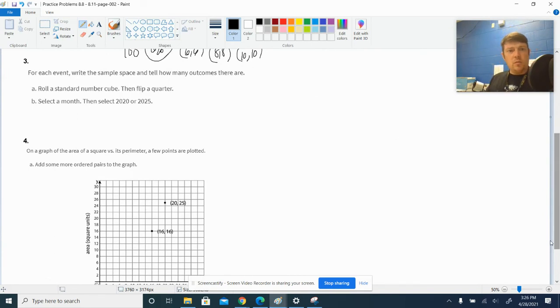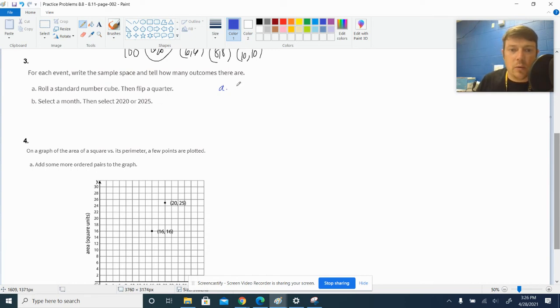Roll a standard number cube and flip a quarter is the first thing, and we got to write the sample space and tell how many outcomes. Okay, so for part A, let's do a simple list. I think a list would be okay for this one. So part A, I'll do right here, and let's list it out. We got to list the sample space and then tell how many are in it.